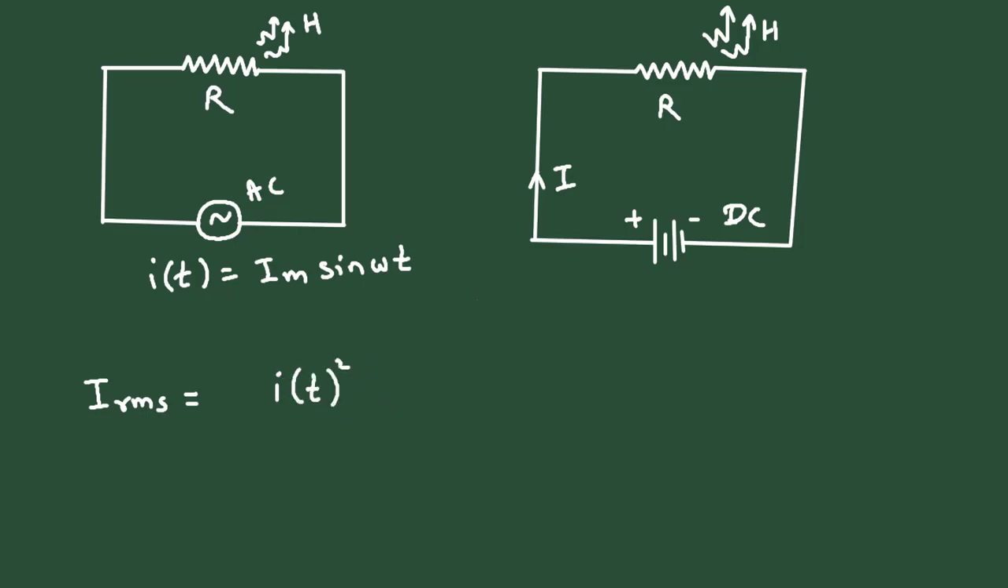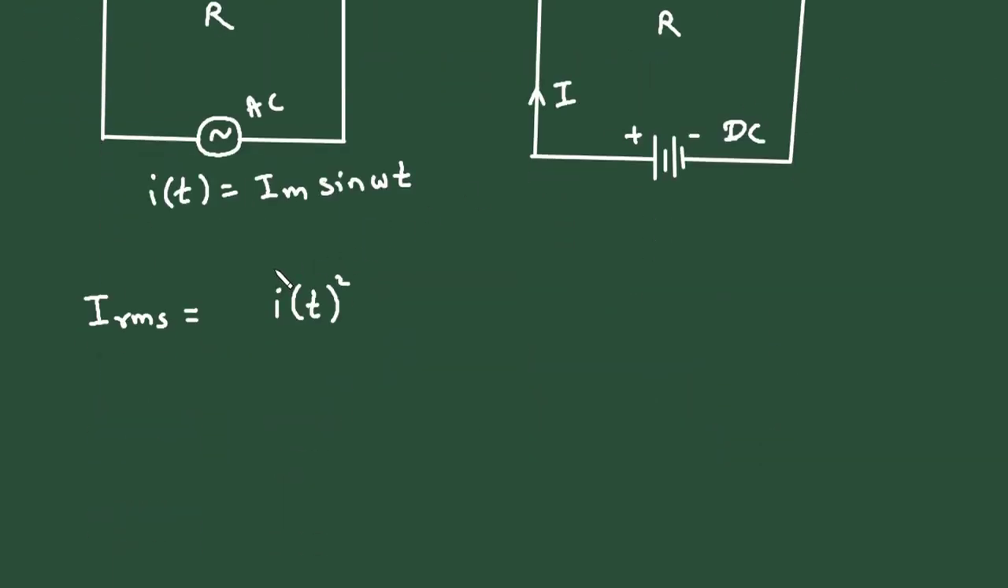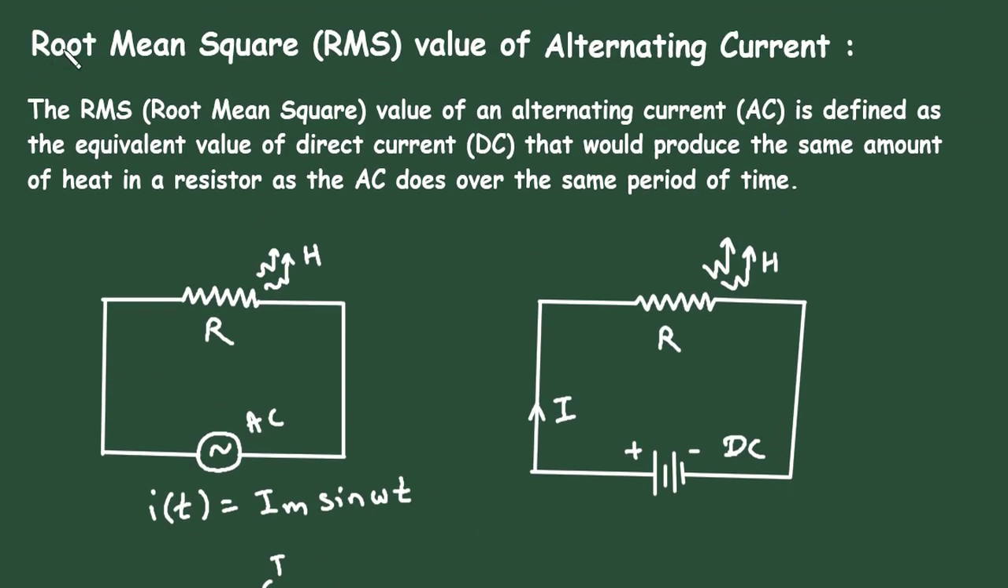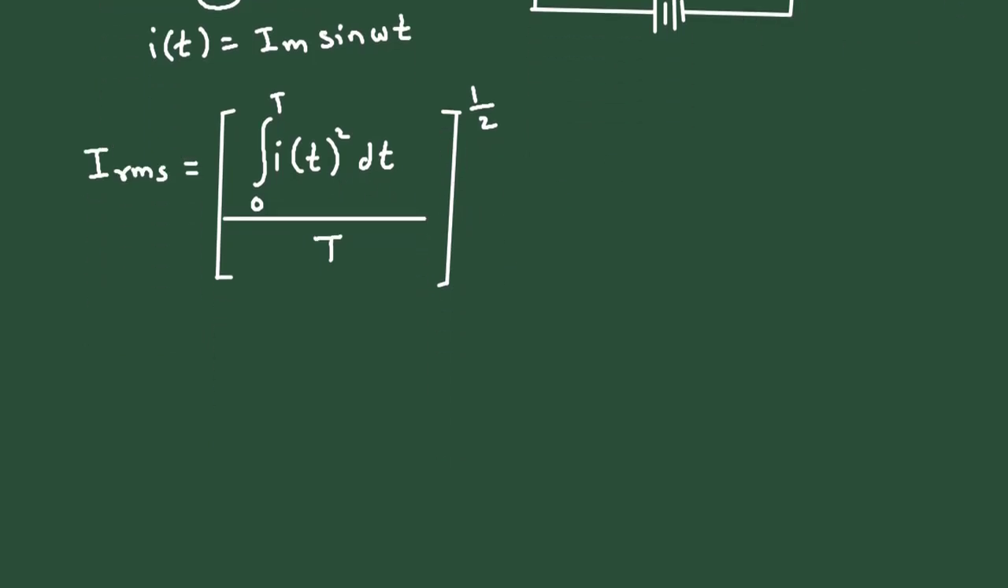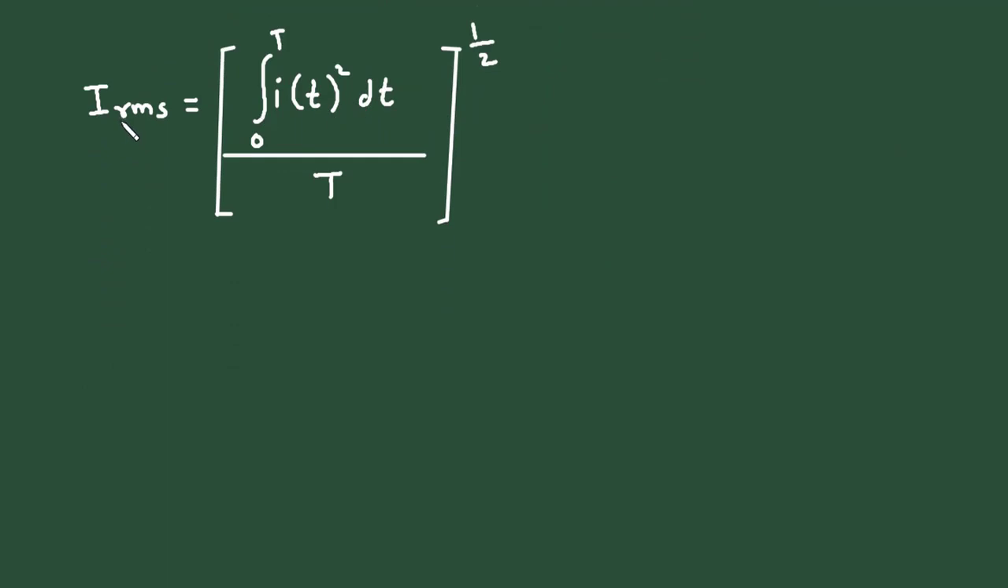Now we will take its mean. So it will be like this, integral from 0 to T dt, and it will be divided by T. Now we will take root. So root means to the power 1 by 2. We will take its power 1 by 2. Now if we solve this, we will get RMS.